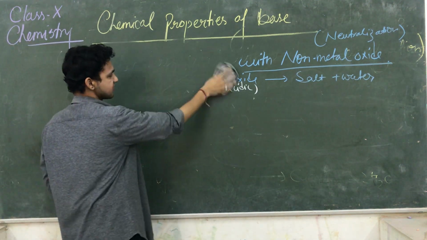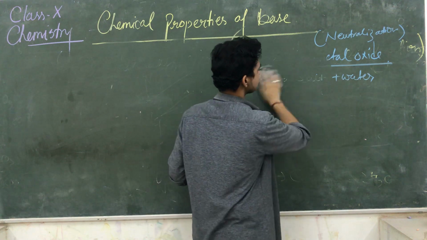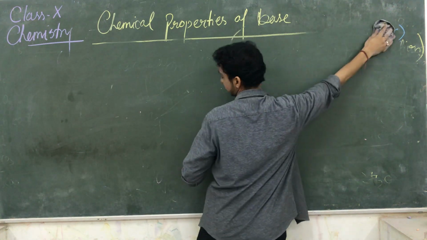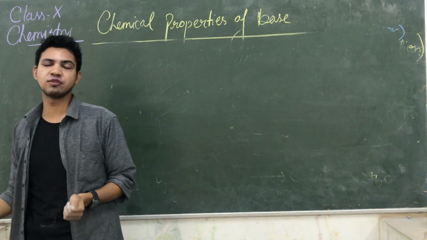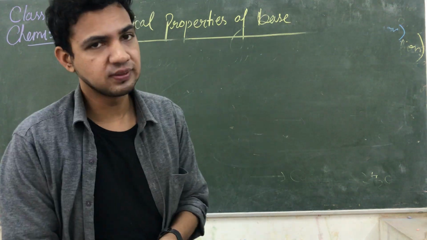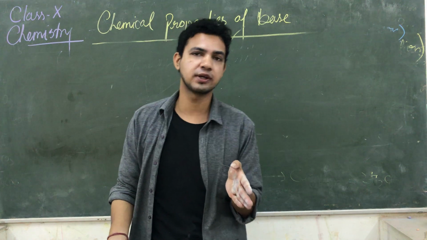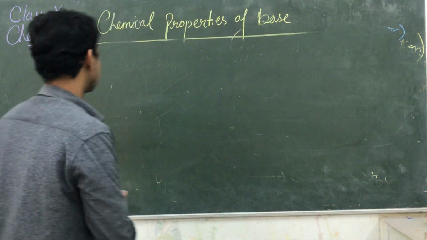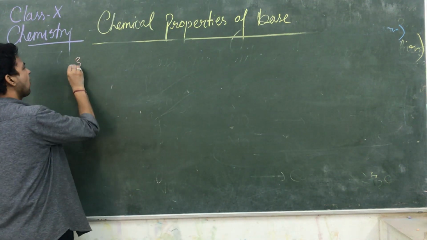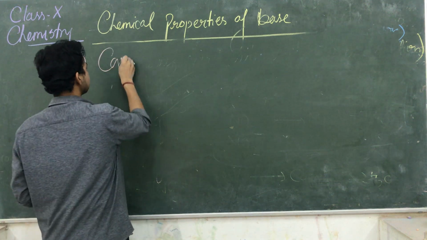Either the reaction takes place with a base, NaOH, and a non-metal oxide. तो ये वो reactions जिसमें salt and water formations होगा when the base reacts with a proper acid or when the base reacts with a non-metal oxide. The next reaction, the next property is the common nature of bases.